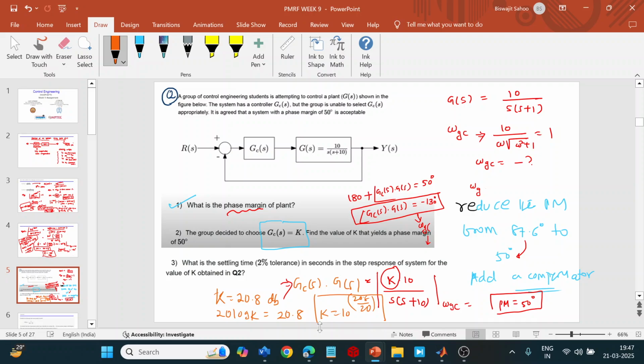So generally these are the things that control system engineers are doing. They are designing a plant. That plant is relatively unstable, or they require something to reduce the phase margin, or they want the settling time to be this much, a rise time of this much, a percentage peak overshoot of this much, so they need to add a compensator. You have to vary the gain of that compensator, and the location of the poles and zeros of the compensator, to achieve your goal. Has everyone understood?